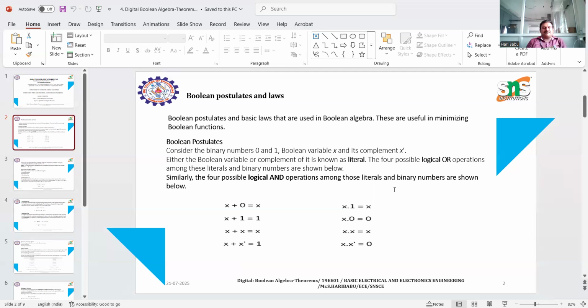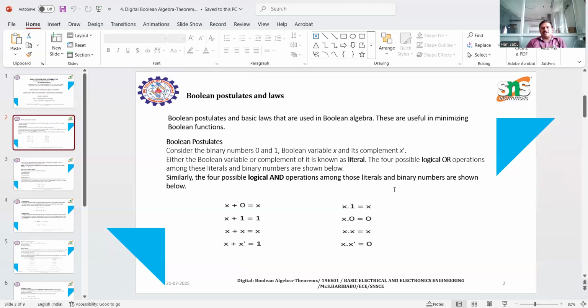So x plus x. We should not think x plus x equals 2x. It should be x, as both are the same. Okay. So x plus x bar. When x is 0, x bar will be 1. Similarly, when x bar is 0, x will be 1. So the output will be 1. This is the condition for the addition operation. This is the logical OR operation.